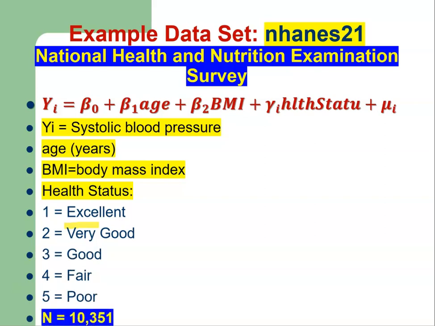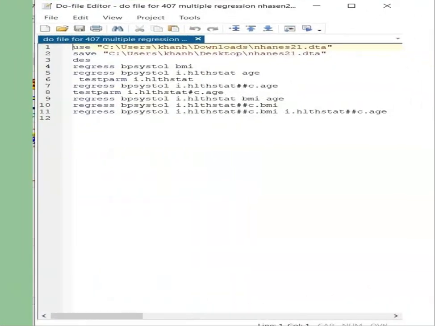And the total number of observations in this file are 10,351. So quite a large sample. And this data is from the National Health and Nutrition Examination Survey, in which 10,351 individuals have participated. Here is the do file that you may use for yourself. I have just loaded it for you. You may use this for your analysis later on if you don't understand how to do that.